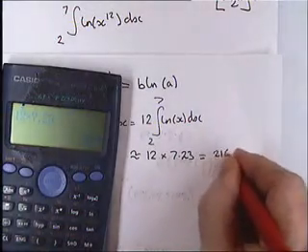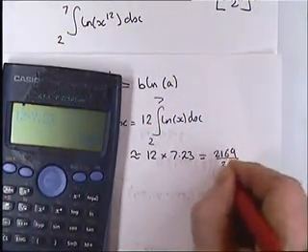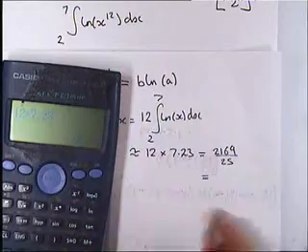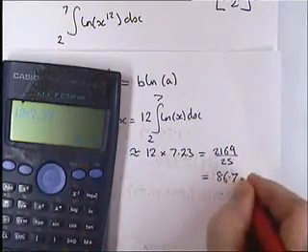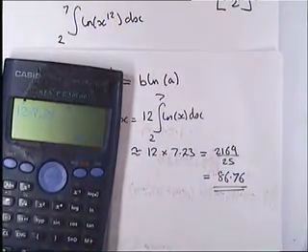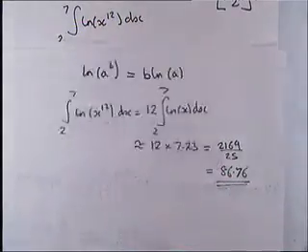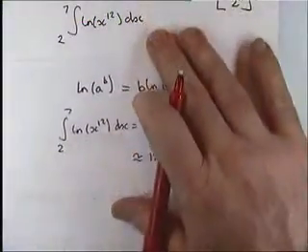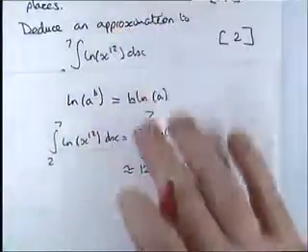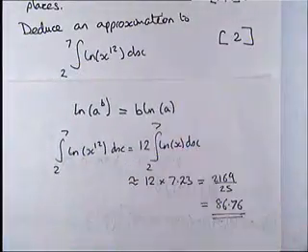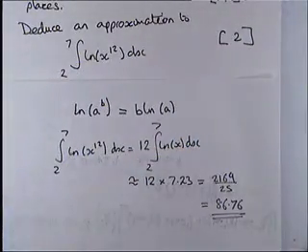As 2,169 over 25, or 86.76. Now it's only worth 2 marks, so you weren't expected to go off and do another full approximation like we did in part A. If you had done, you probably would have got the marks in the exam, but you just would have wasted time, and time is also important.